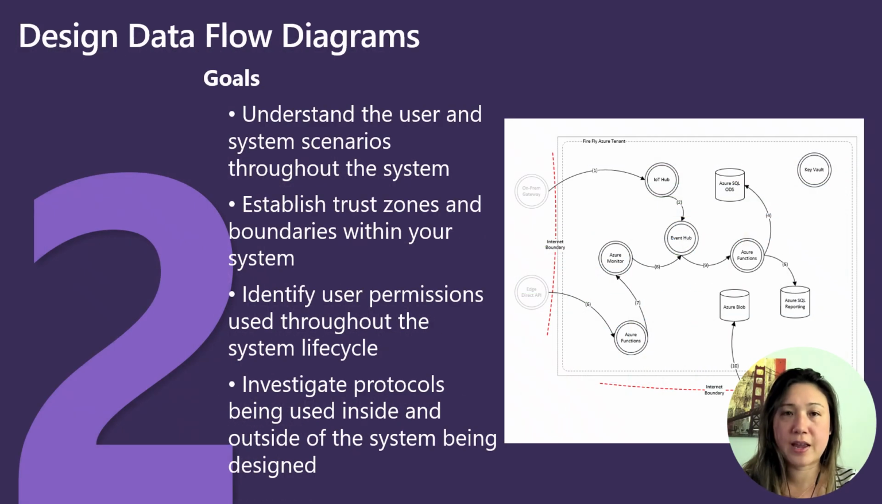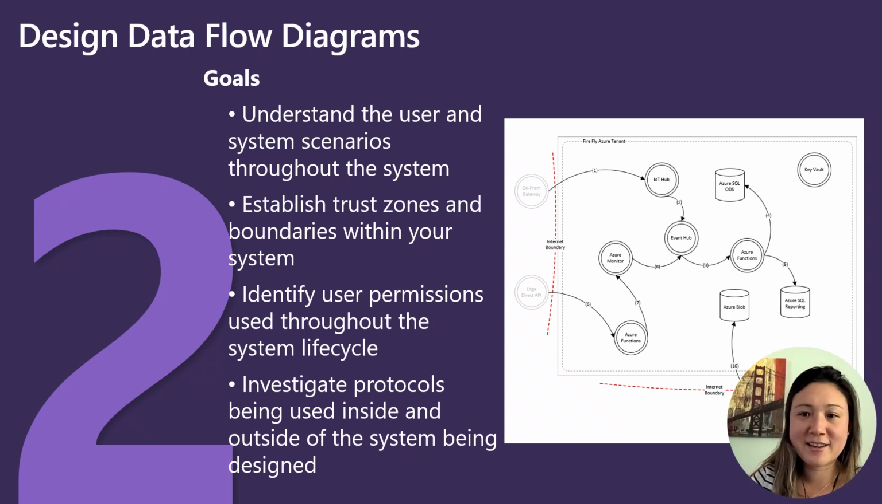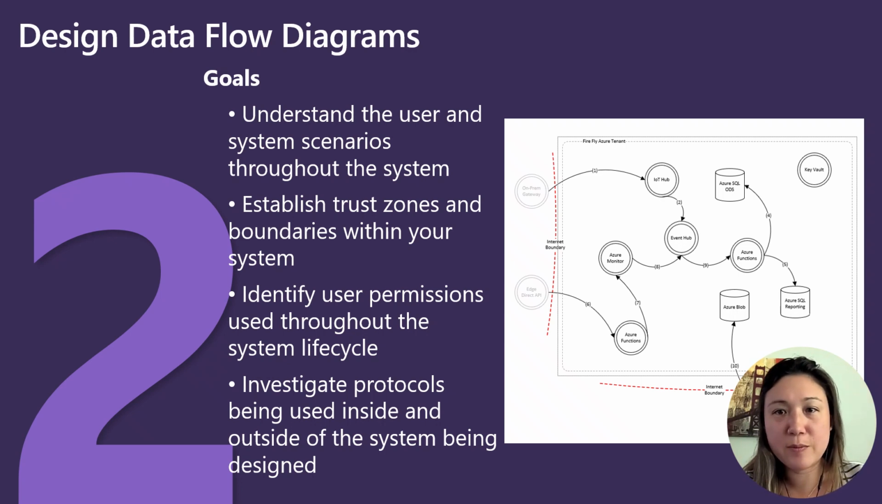The second phase is creating the data flow diagrams. DFDs are a visual representation of any process or system flow of information. By mapping out your process or system's flow of data, DFDs help you better understand your process or system, uncover its kinks, improve it, and can help you implement a new process or system. Some of the key goals here are to understand the user and system scenarios throughout the system, establish trust zones and boundaries within your system, identify user permissions throughout the system lifecycle, and investigate protocols being used inside and outside of the system that's being designed.